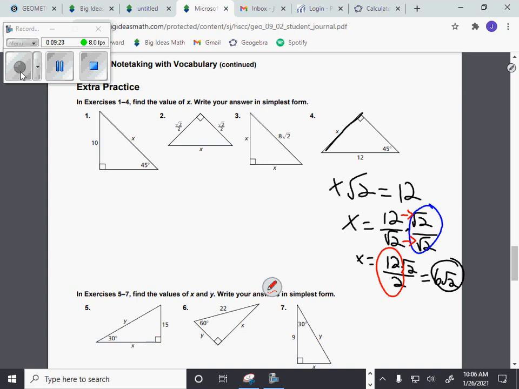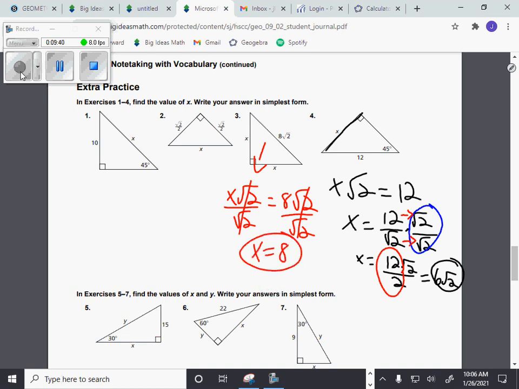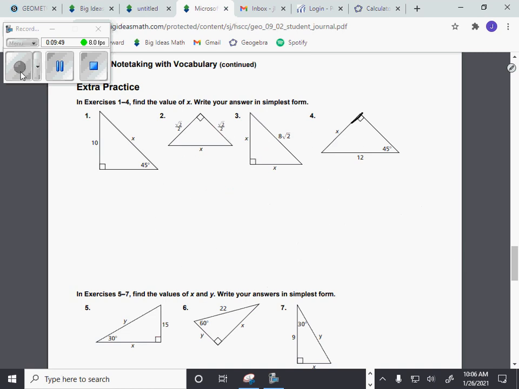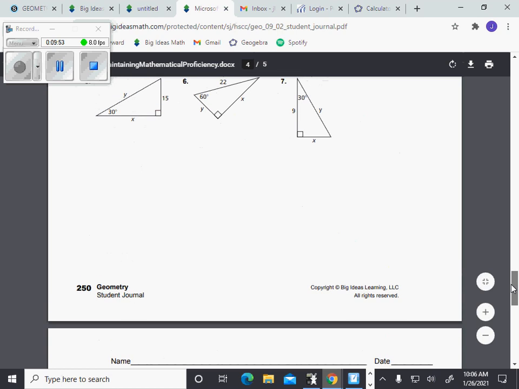Going back to this one, number 3. I could also say x square root of 2 equals 8 square root of 2. Okay? And I can divide square root of 2 on both sides. Those cancel. What am I left with? X equals 8. So, a couple different ways to do number 3. Number 4, I really think there's only just that one way. If you find another way, please ask, or please talk to me. Okay. Let's go down here.